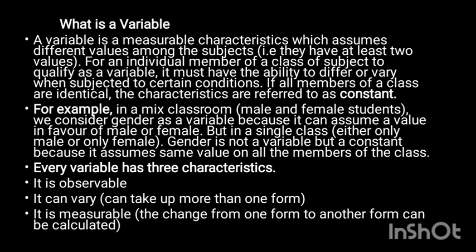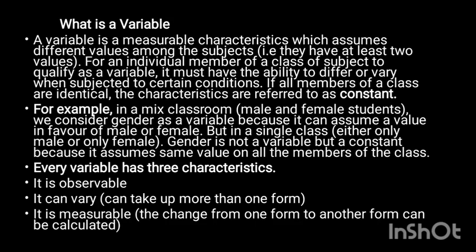So let's look at the characteristics of a variable. Every variable has at least three characteristics. And what are these characteristics? It is observable. That means variable is something we can see with our eyes. Secondly, it can vary. That means it takes up more than one form. It can take up two forms, three forms, and so on. Then another thing is that it is measurable. For us to be able to say that this person came from a rich family, there are certain things that we measured. Maybe we measure the amount of money the father has, the type of cars the father is driving, all those things. It's something that you can measure. So variable can be measured.